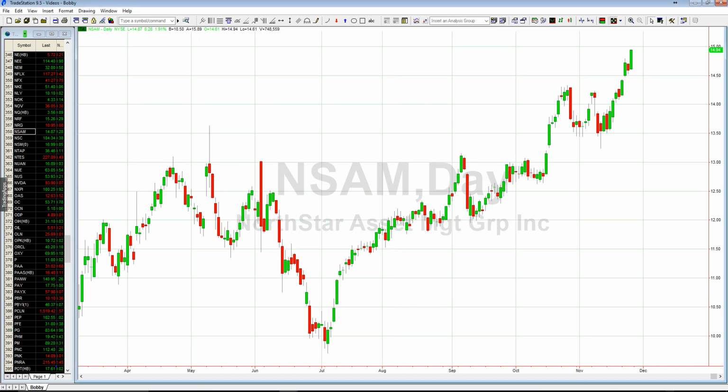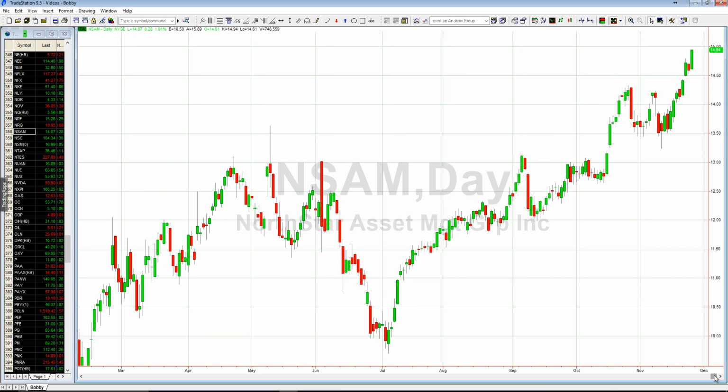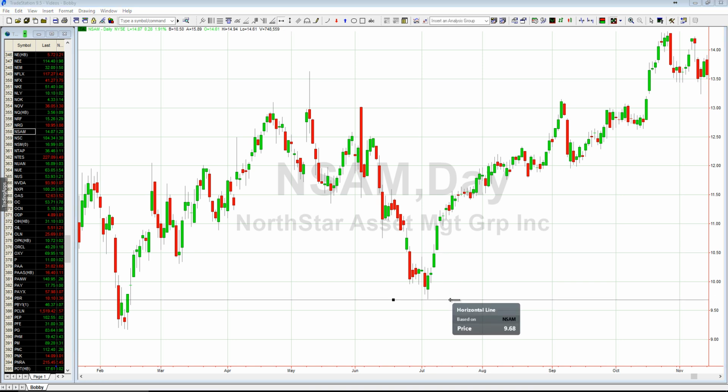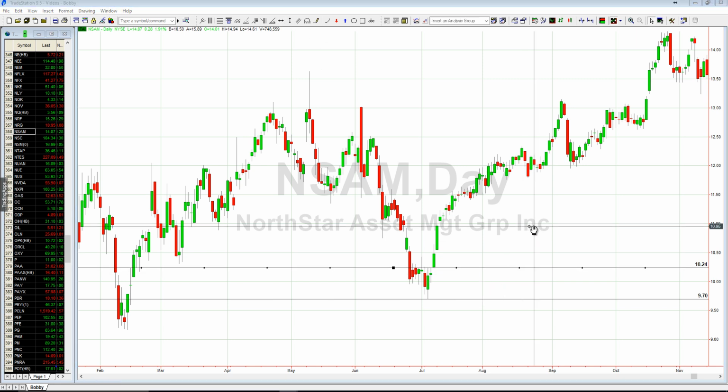Again, on this one, I don't see anything. Well, we got this area down here, where we would put a demand zone.